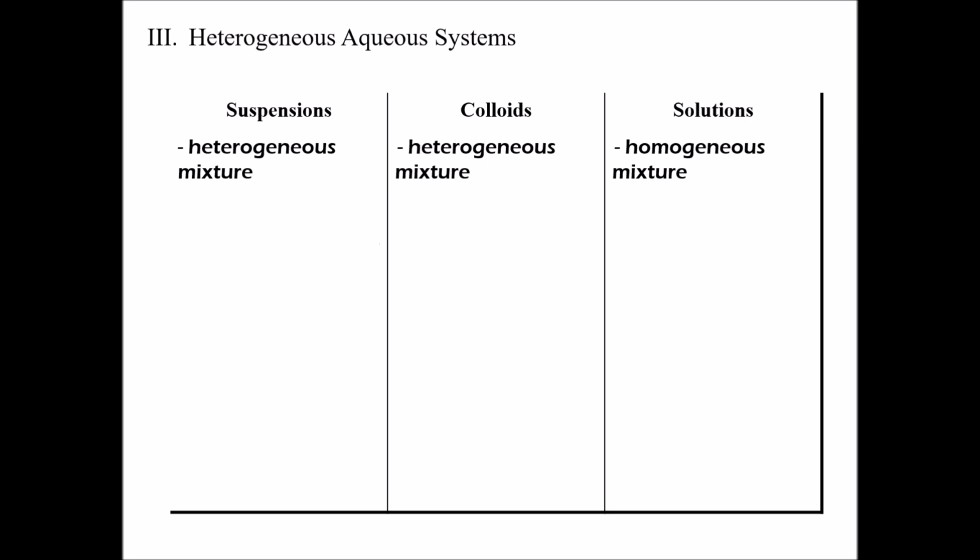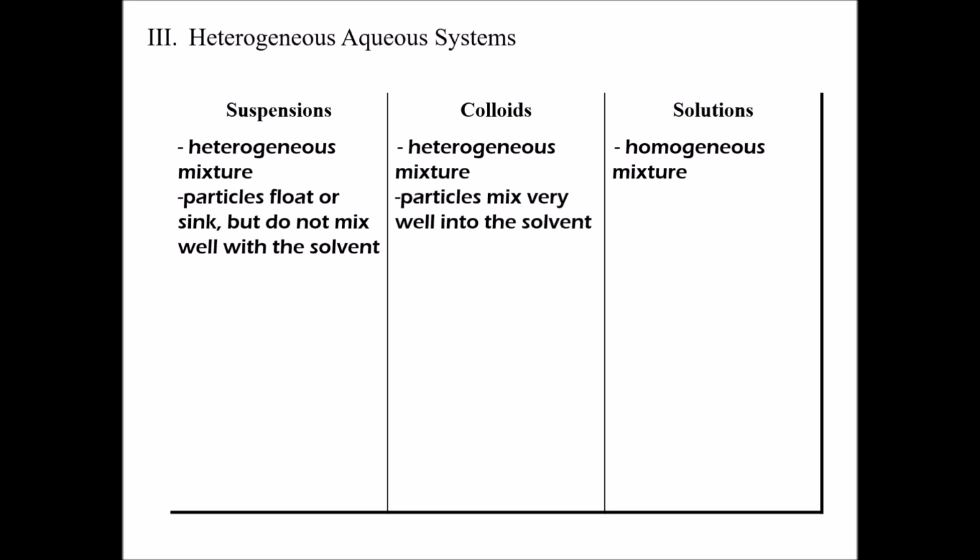So now, how do you tell the difference between these? Okay. Well, a suspension, when you look at it, has particles that either float or sink, but they never stay mixed. So, for instance, if you put sand in water, right, and you mixed it and mixed it and mixed it and mixed it, guess what? Nothing is going to change about it. When you stop mixing, all the sand is going to sink to the bottom of the water. It never stays mixed. That's called a suspension.